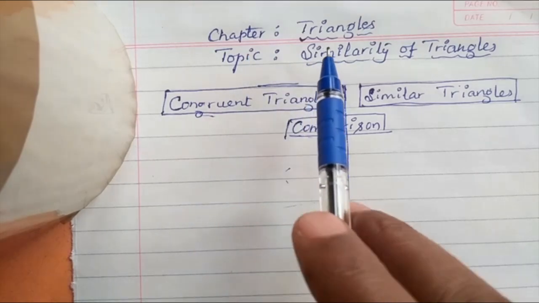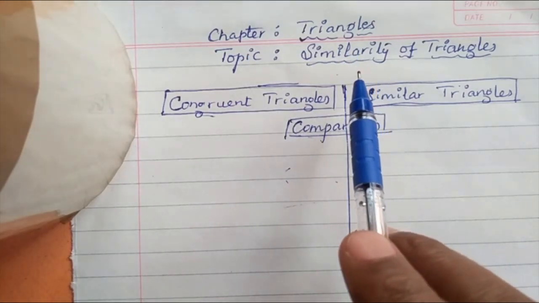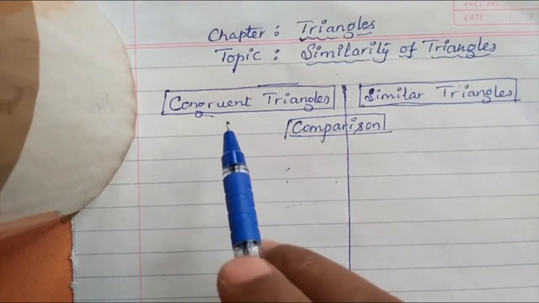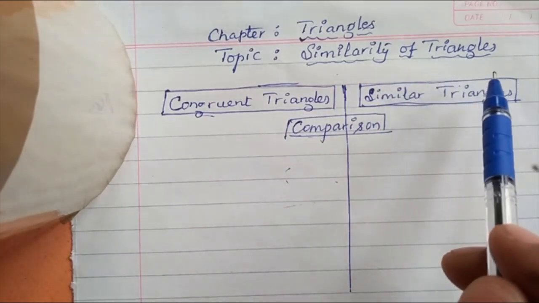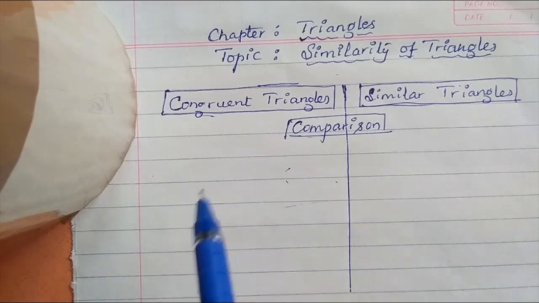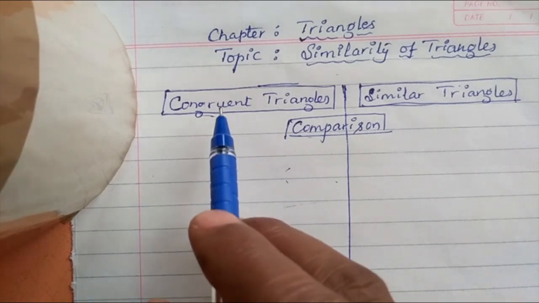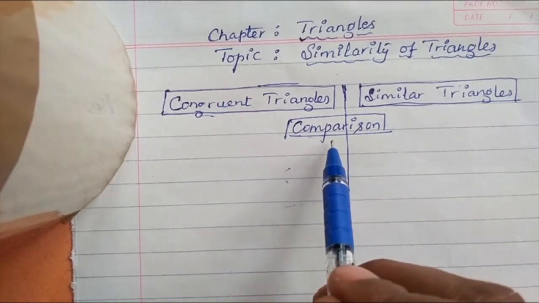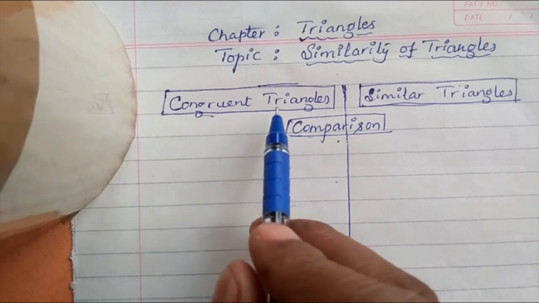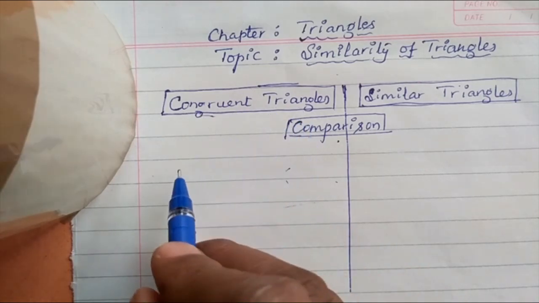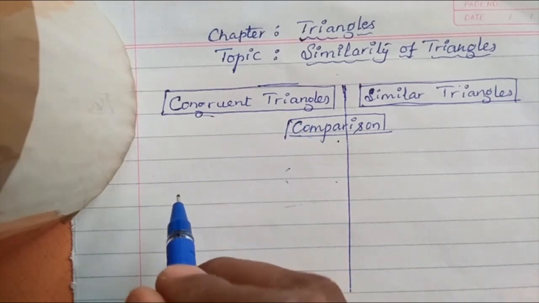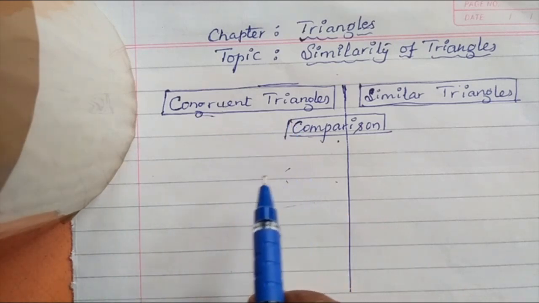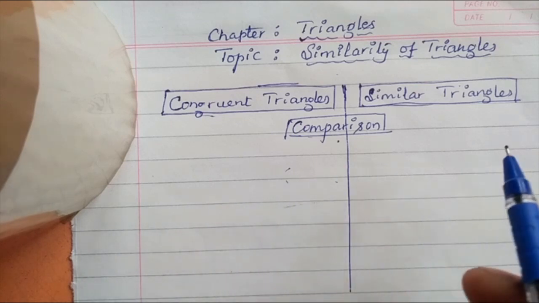Today's class chapter is triangles. In that I'm going to teach you the similarity of triangles concept. Before going to the similarity of triangles examples, let us have a glance at what congruent triangles are, what similarity of triangles is, and the comparison between these two. The congruent triangles concept you have already learned in the previous class, that is 9th standard: what is a congruent triangle, examples of congruent triangles, and how to prove two triangles are congruent.